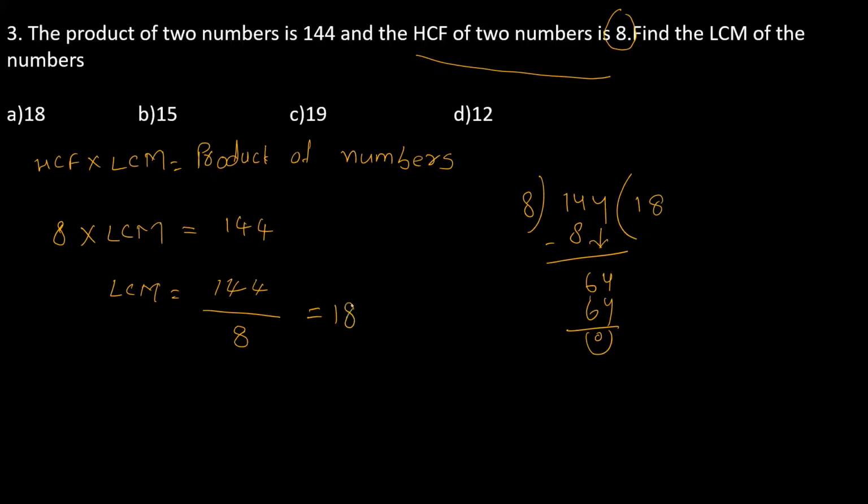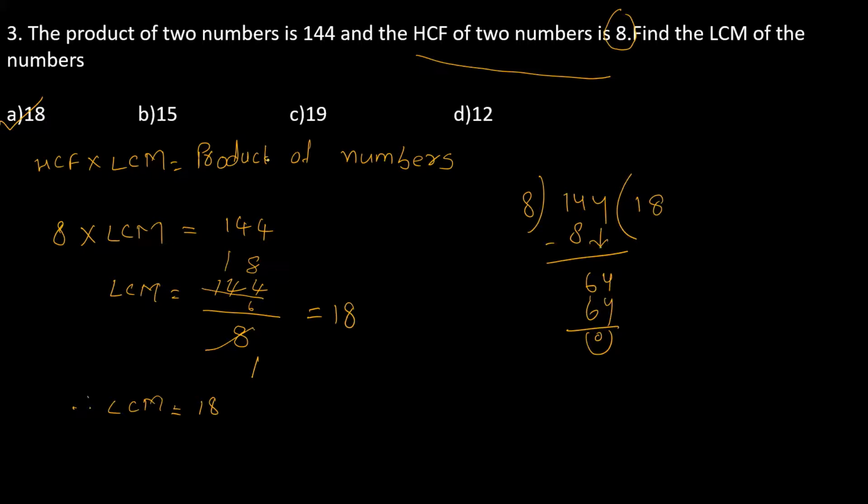The shortcut, we can use cancellation method. 8 ones are 8. So 14 minus 8 is 6. So 6 4 will become 64. So 8 8 is 64. This also you can use. So at last the LCM is equals to 18. So the option A is correct.